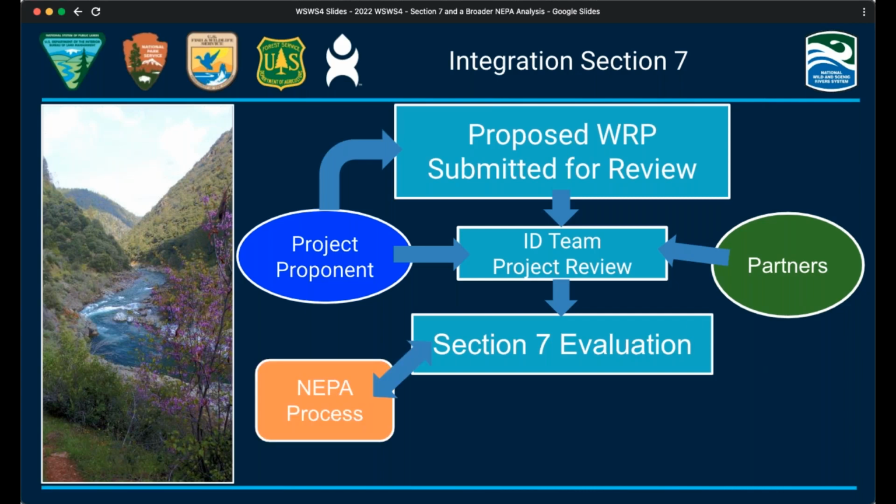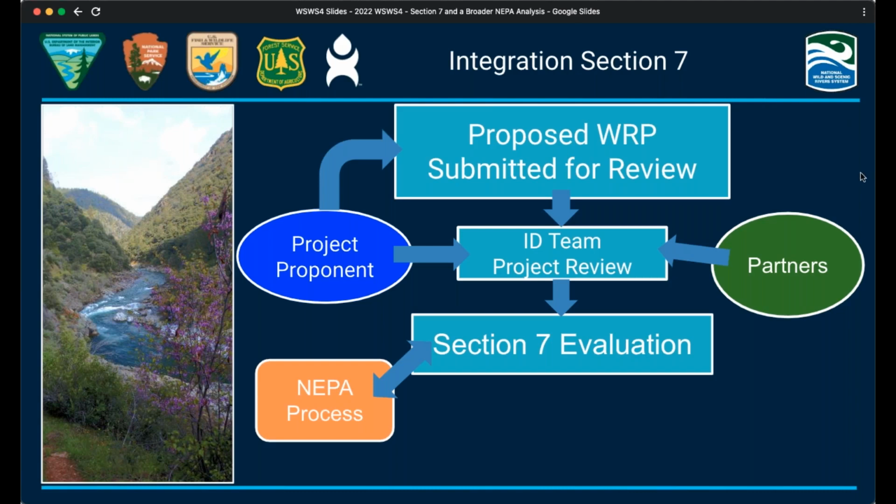While a NEPA document is designed to disclose impacts, the Section 7 determination analyzes compliance with standards found in the Act. A Section 7 determination doesn't require its own NEPA analysis, but can use information from the NEPA documentation. So just to be clear, the act of conducting a Section 7 determination does not require its own NEPA.